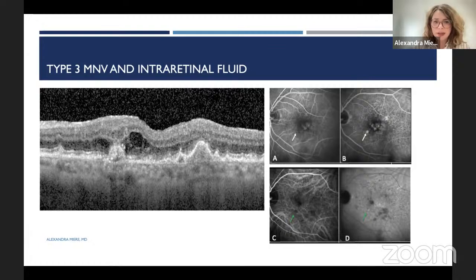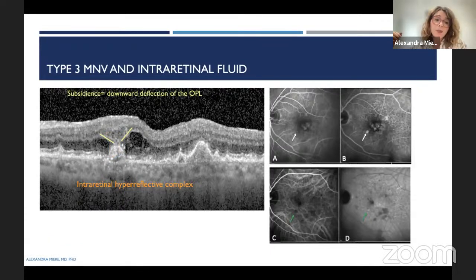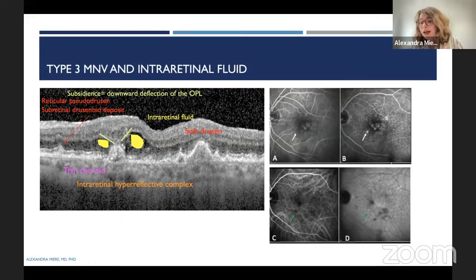If we look on multimodal imaging, notably on OCT, we can see that there is a very classical intraretinal hyperreflective complex here with, of course, what we call subsidence, this downward deflection of the outer plexiform layer, some intraretinal fluid that is classically associated, a thin choroid, some reticular pseudodrusen, also a classic association, and in some cases, a soft drusen or a drusenoid PED. On multimodal imaging, in angiography, we can see that in fluorescein angiography, there is a focal hyperfluorescence that will gain some leakage in the late frames of the examination.